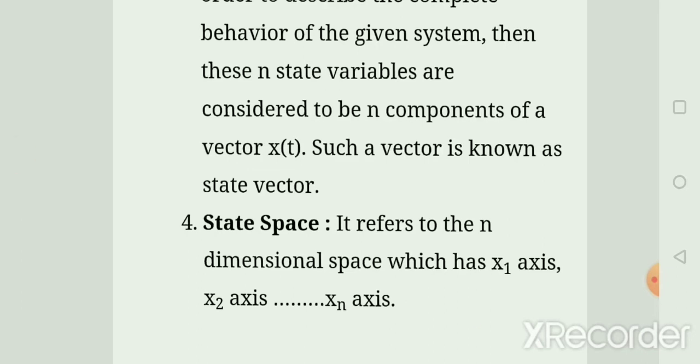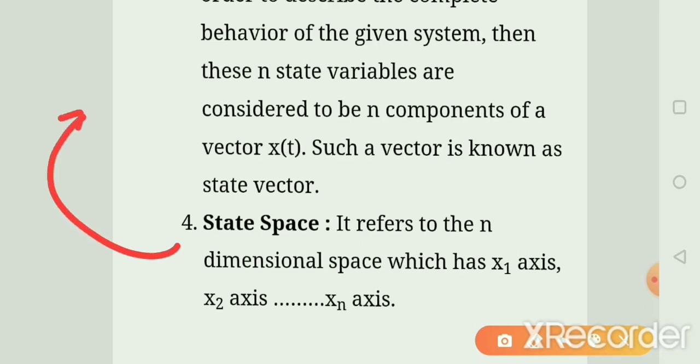So we can say for every state variable, at first we know what a state variable is, which gives us the knowledge of how the system is going to behave for any type of system. So for each state variable we have a space, an axis, and when we combine all the axes it gives us a complete n-dimensional space.